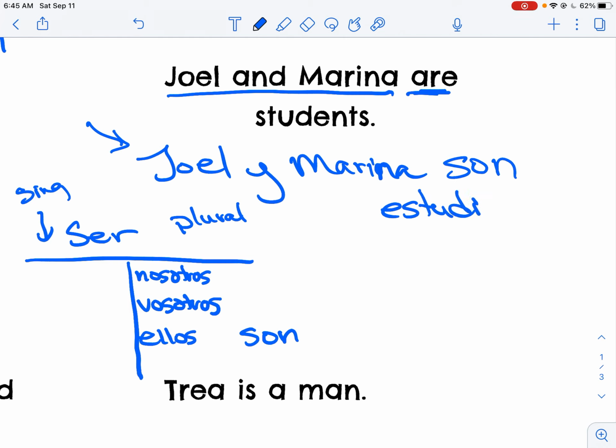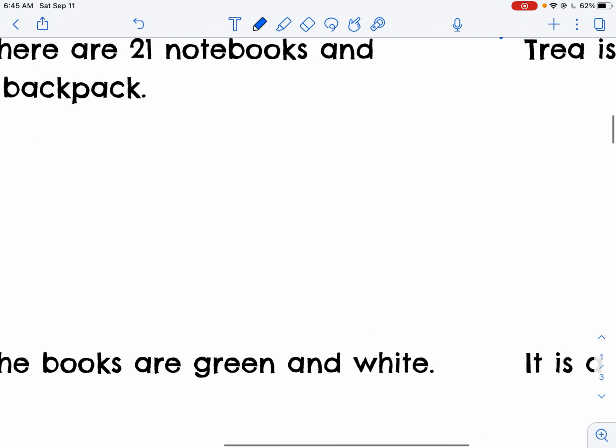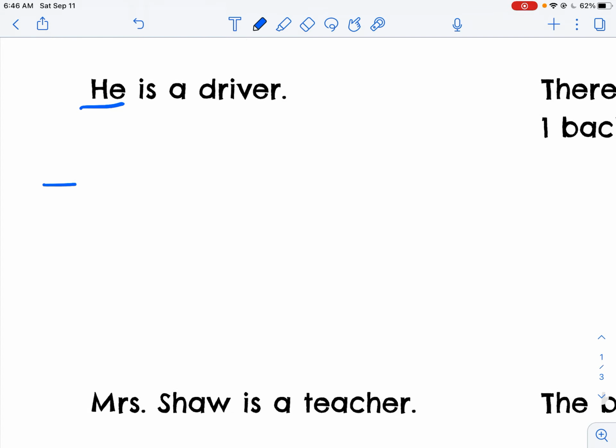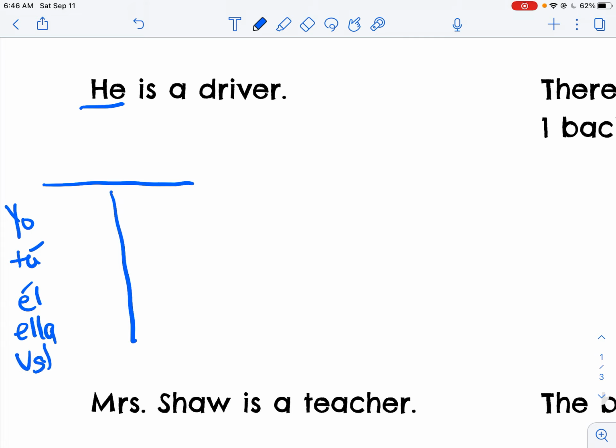And then estudiantes. And estudiantes is plural because there are two people. Right here, it says the plural of estudiante. Okay, so let's go over here. He is. Okay? When I'm doing my conjugations, there's one person. There's one person, it's he. Well, this is the he. So, él. What is the conjugation of is for él?